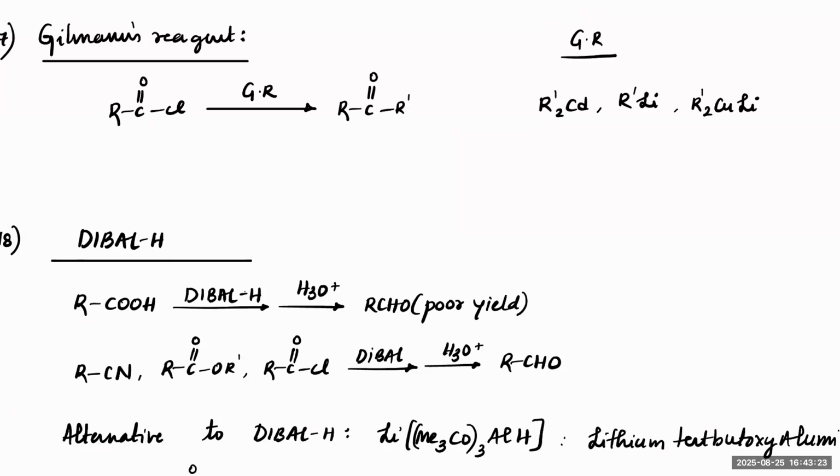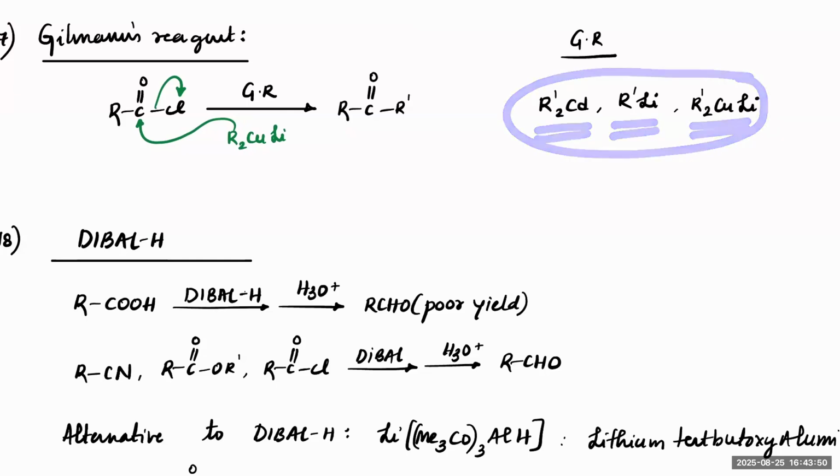Next is Gilman's reagent. RCOCl in the presence of Gilman's reagent will convert that into a keto form. Okay. Gilman's reagent is like this, R2CuLi. So this R minus will attack here, Cl will go away, and that's how you'll generate a keto form. The same can be done even with R2Cd, RLi. So all these will have very, very similar reaction. Okay. So they all will be able to prepare the keto forms.